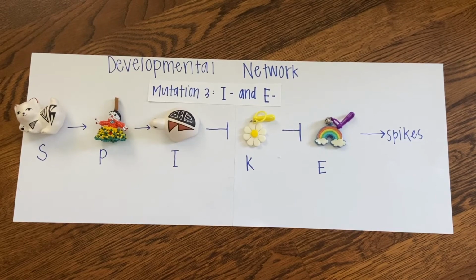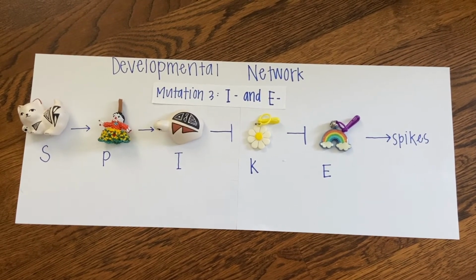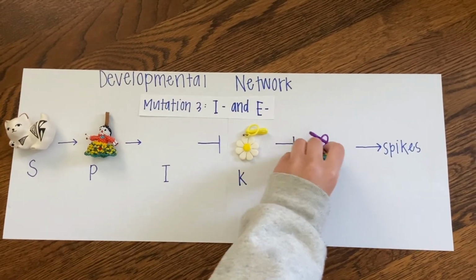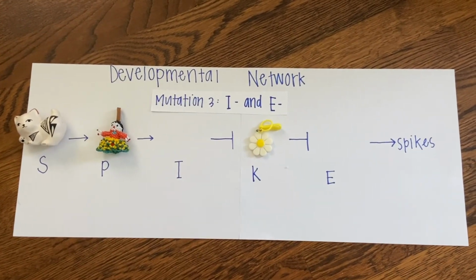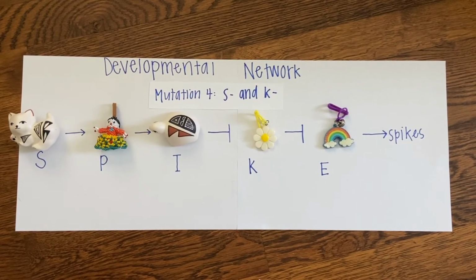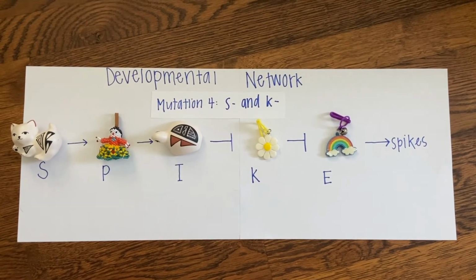The third mutation we will discuss is a double mutation of the I and E genes. In this scenario, the I and E genes are mutated, and the turtle and rainbow are taken away from the pathway. With the turtle and rainbow absent, the spikes are not developed. This is because in every pathway, the rainbow is the final gene, so simply taking away the rainbow will not produce spikes. So there is no turtle to inhibit the daisy and no rainbow to activate the spikes, so no spikes are produced.